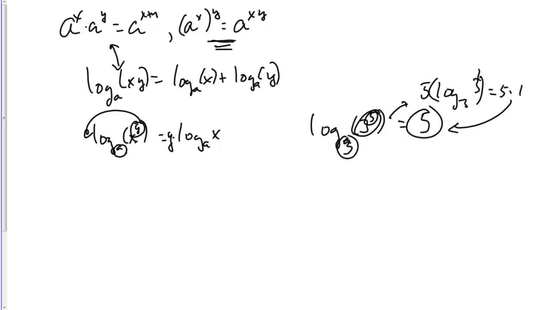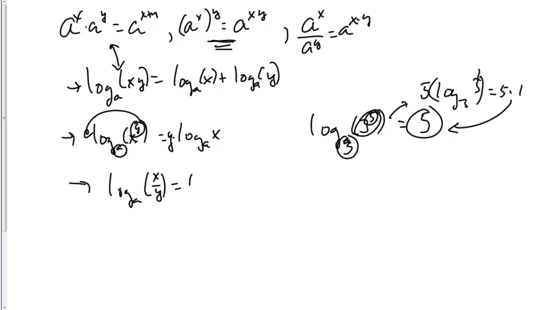And if you want, we could add in another rule: a to the x over a to the y is a to the x minus y. The analogous rule of log here would be log base a of x over y is log base a of x minus log base a of y. So just to wrap things up, we have the log of a quotient is the difference of the logs, just like the log of the product was the sum of the logs. And that is all.